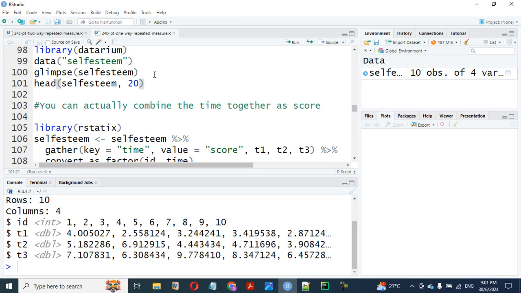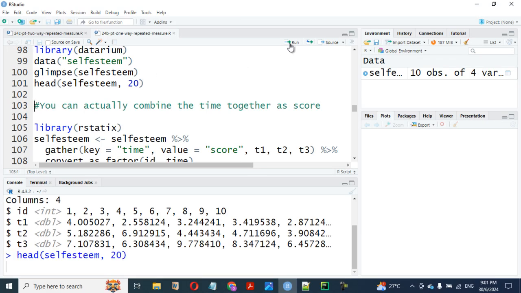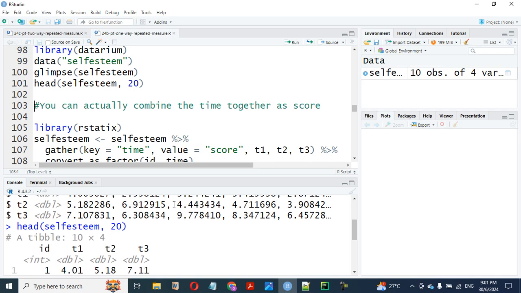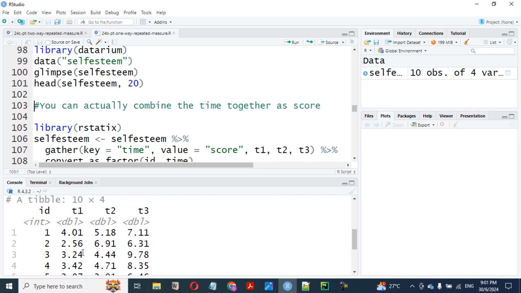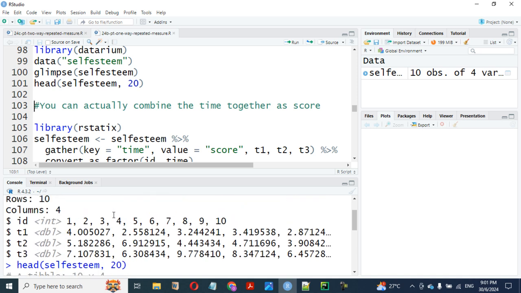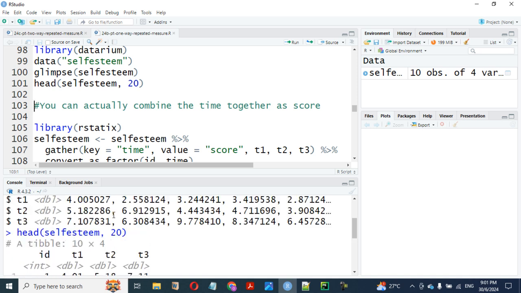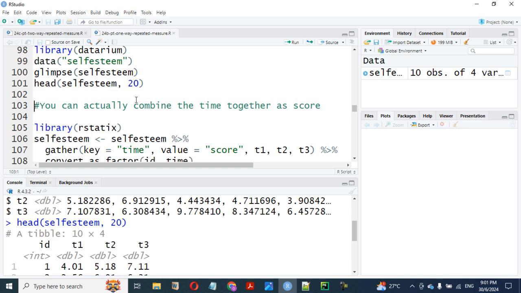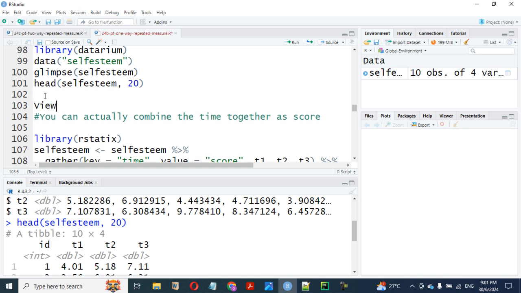If you run this, you see that you have 1 to 10 for T1, T2, T3, right? But let's say we run, let's use view selfesteem. Let's view.